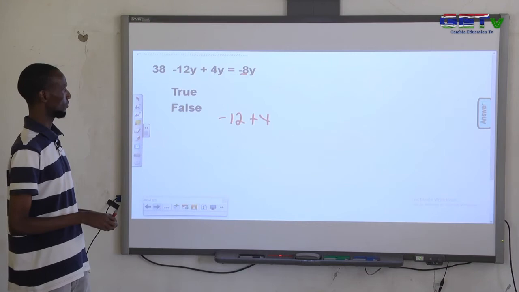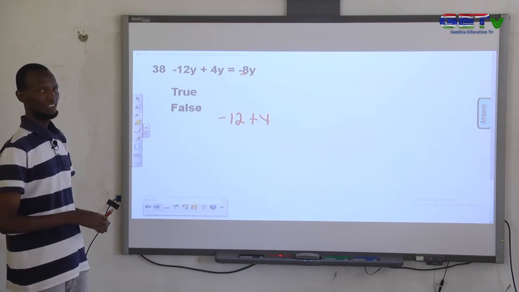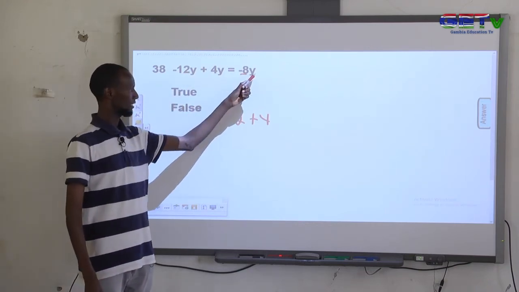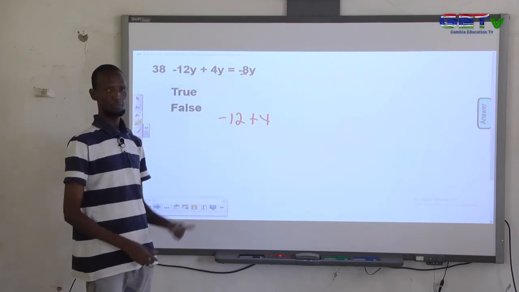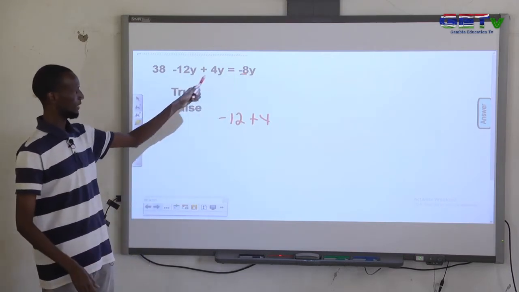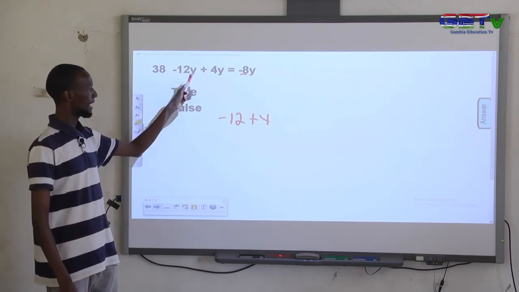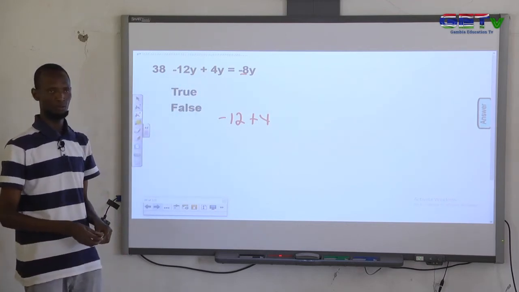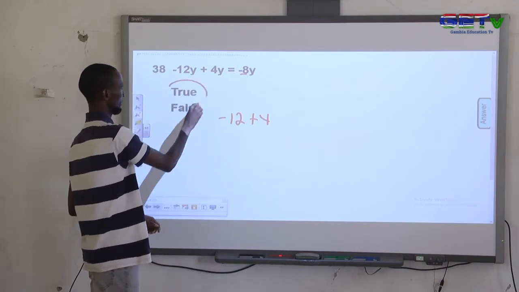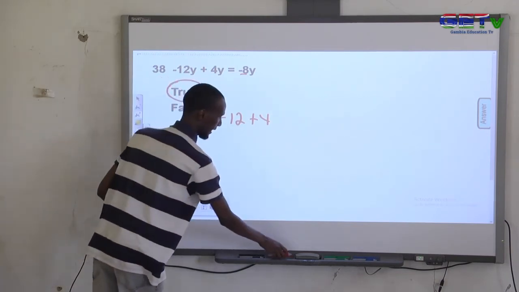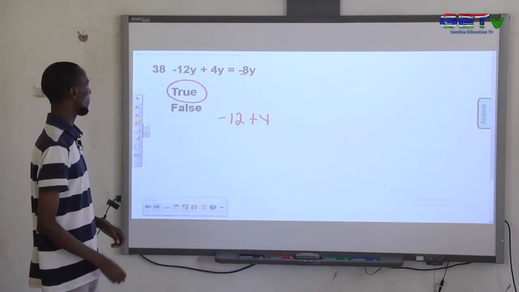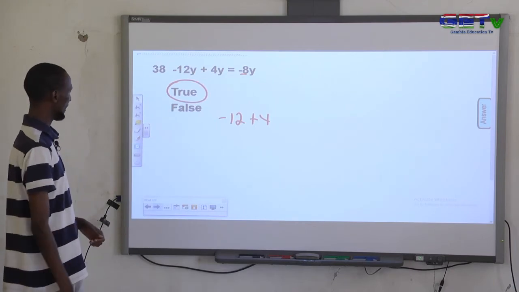How about the variable? Was it maintained? Yes, the variable was also maintained. So definitely this is a true statement. Because when they were like terms, they could be combined. We have combined the coefficients and we maintained the variable. So this will be a true statement. That negative 12y plus 4y will lead you to negative 8y.